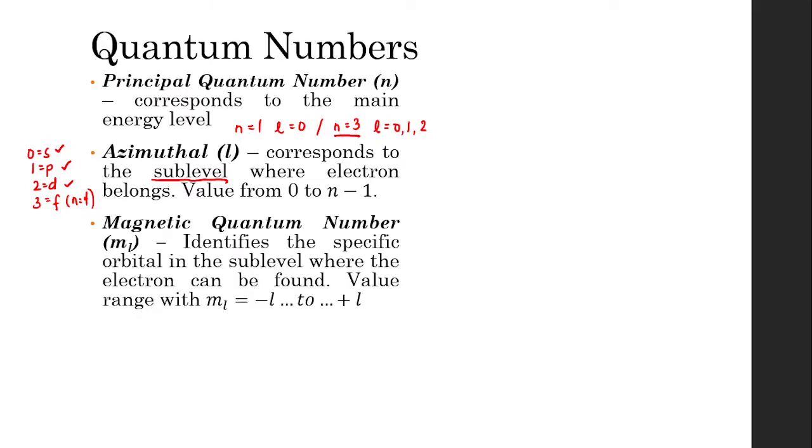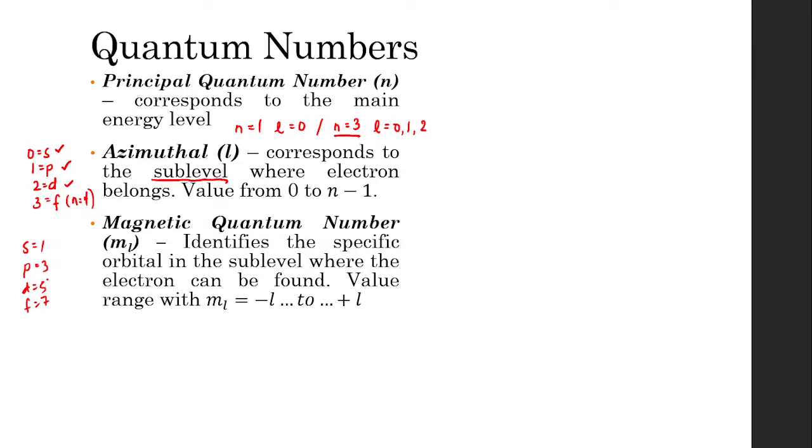The next quantum number that we have is called the magnetic quantum number. Magnetic quantum number, or M sub L, identifies the specific orbital in the sublevel where the electron can be found. Remember, each of our sublevels has a different number of orbitals. If you remember, the S sublevel has 1 orbital, P has 3, D has 5, and F has 7 orbitals. And this is basically for the magnetic quantum number. M sub L identifies the specific orbital.